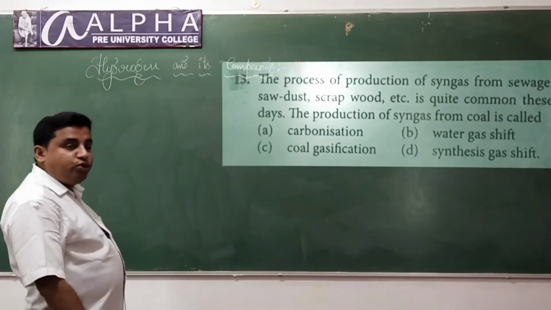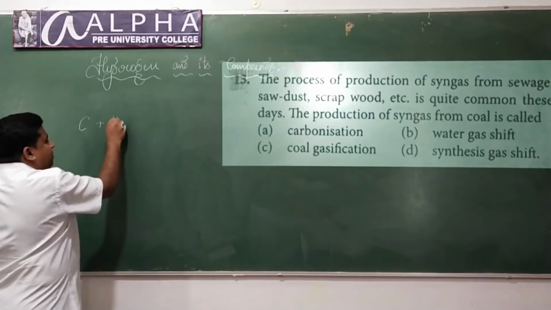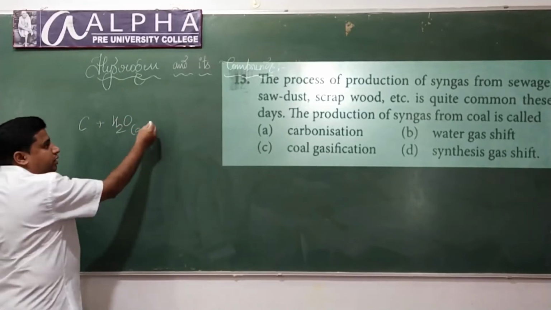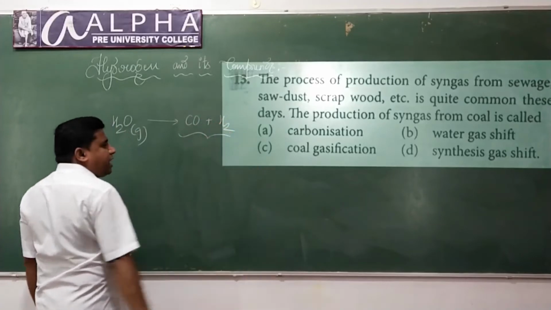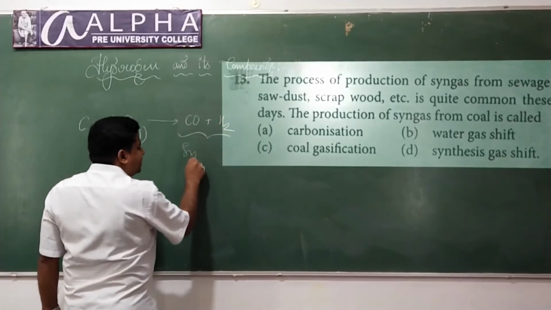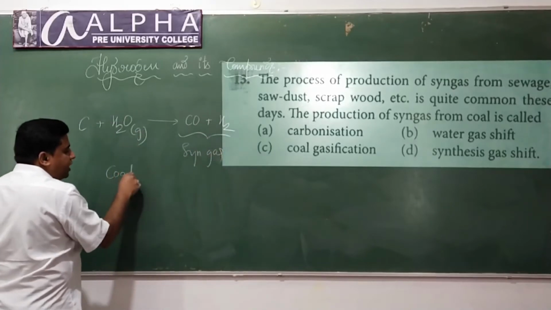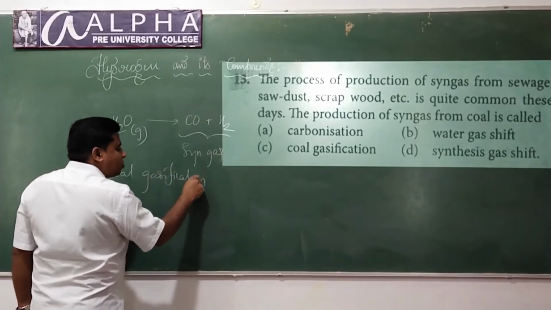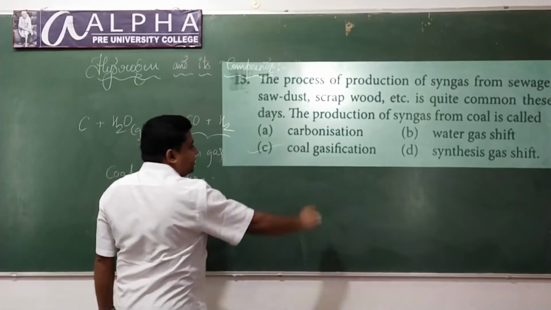How do you produce syn gas? When steam is passed over red hot coke, it will give carbon monoxide and hydrogen. The mixture of carbon monoxide and hydrogen is called syn gas. And what is this reaction called? It is called coal gasification. So what is the answer? It is option C. Got it?